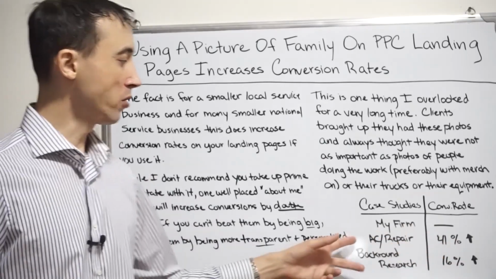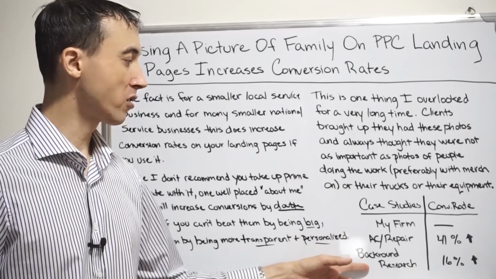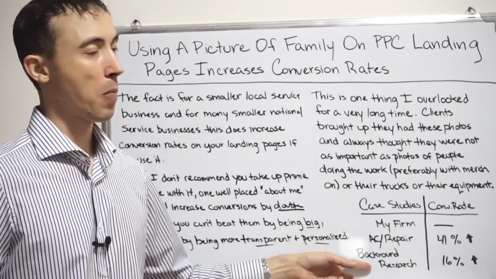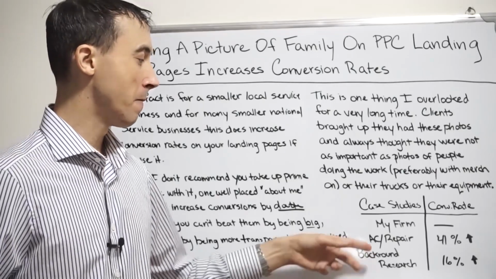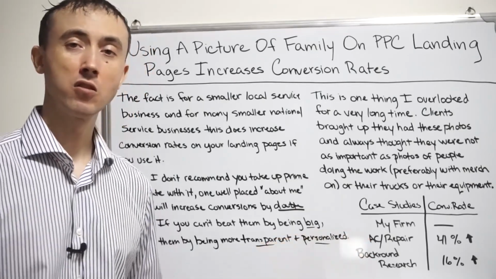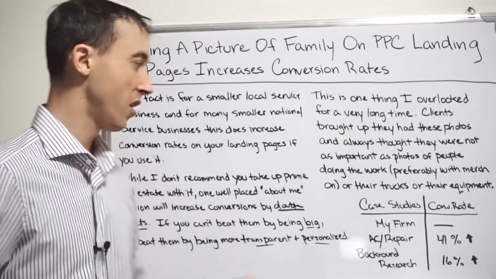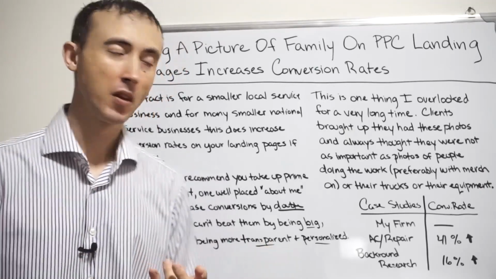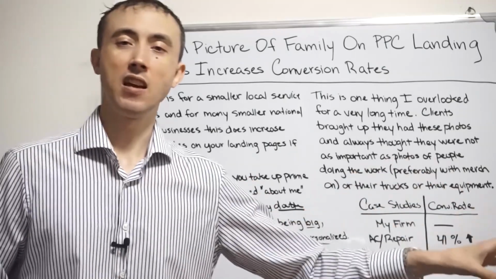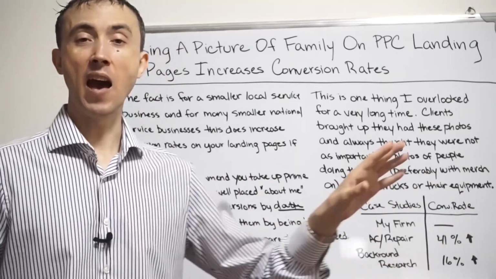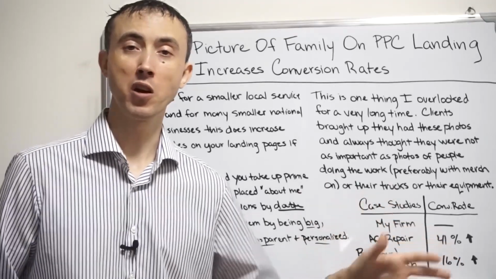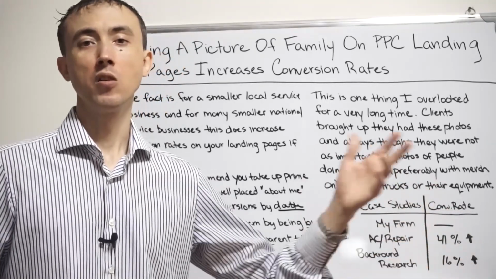Okay, those two, the background research services company in the private investigation space, and the AC repair space, are two different case studies where we didn't have a picture of the person or the family on there, and then we added it, and then we saw what the results were. I've added this numerous times since then, after figuring out how well this works, and it's always worked certainly better.